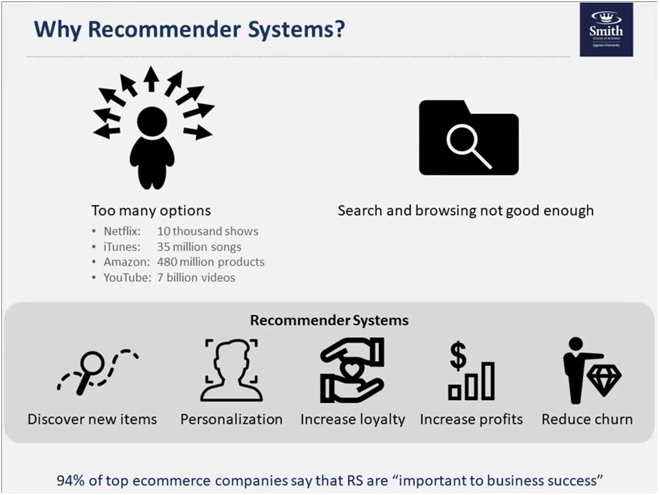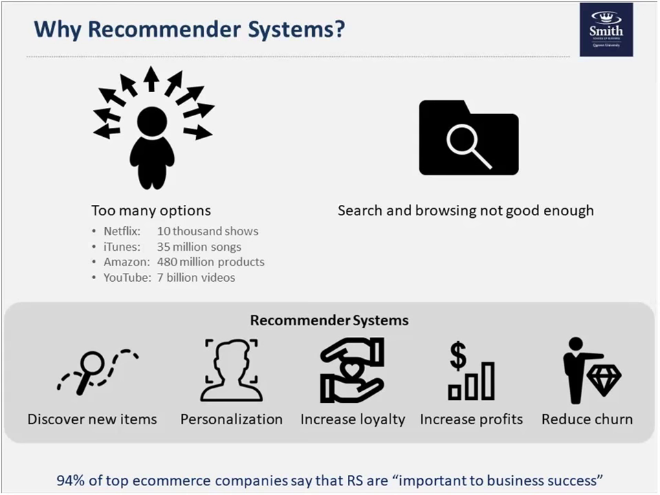iTunes has 35 million songs. So how are you going to find new songs to listen to? Amazon has 480 million unique products. I didn't realize this, but a staggering stat I learned the other day is that Amazon adds 500,000 new unique products every day to their catalog. So there's just simply no way you could ever find out what's available to buy without a recommender system.